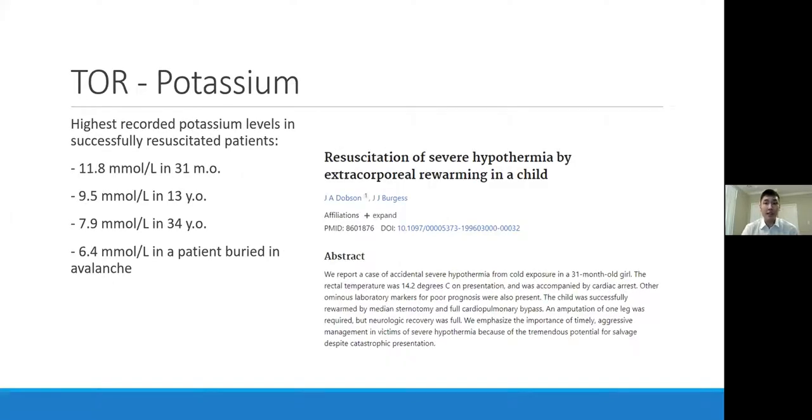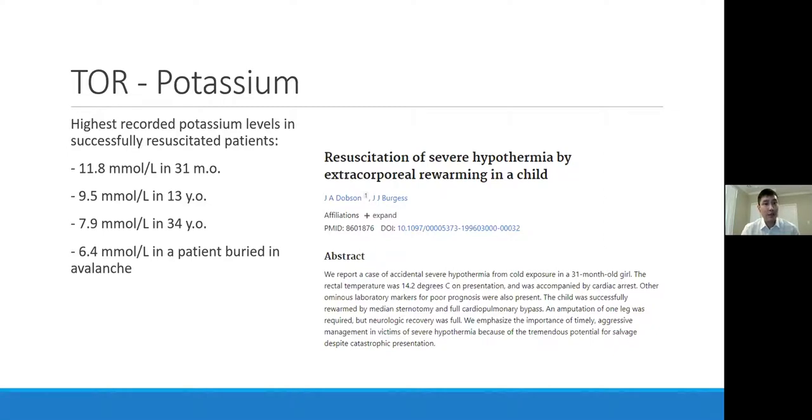Something specifically used for termination in hypothermic patients is serum potassium level. So not only is a high serum potassium level generally incompatible with life, but it also serves as a surrogate marker of cell death, as well as a surrogate marker to suggest that death happened before the hypothermia.